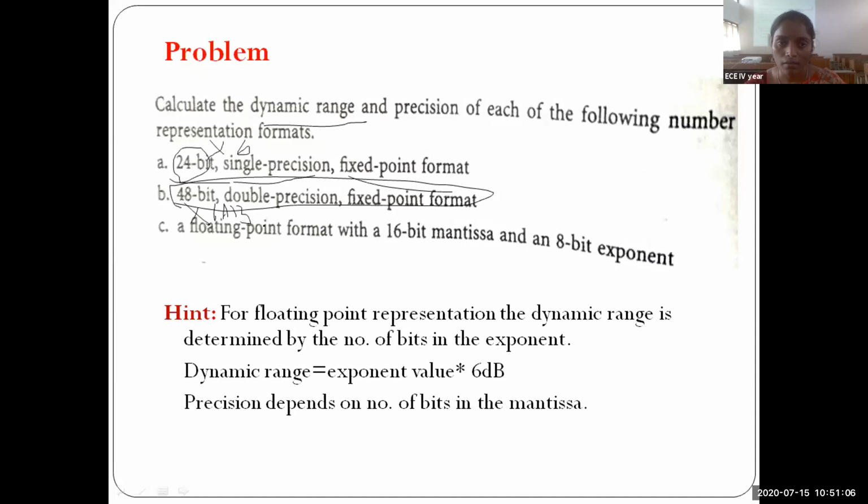And what is the precision? Precision is nothing but percentage of resolution: 1 by 2 power n into 100. So for the first problem, your answer is 1 by 2 power 24 into 100. That is the precision of the first bit. And for the second bit, 1 by 2 power 48 into 100. That is the precision. Is it clear, everyone?